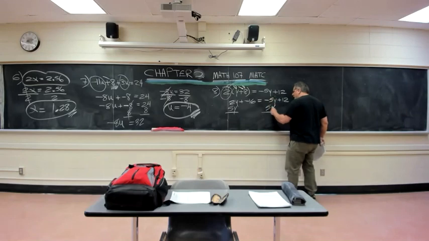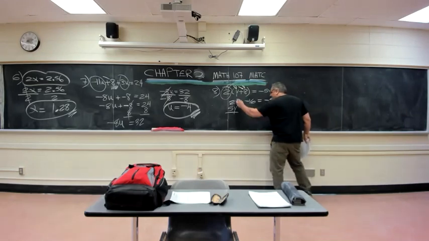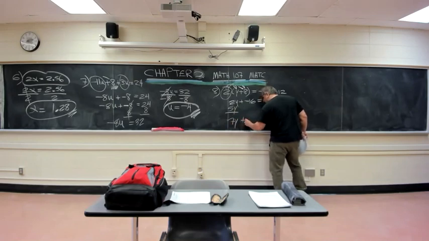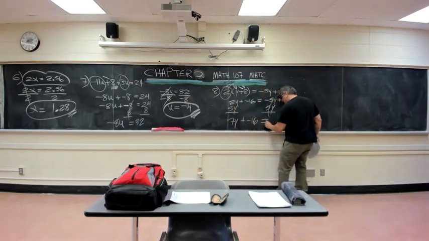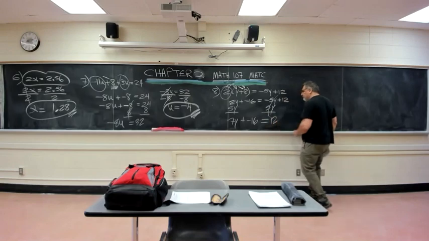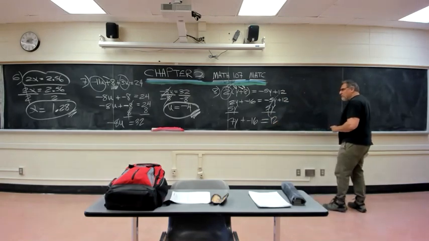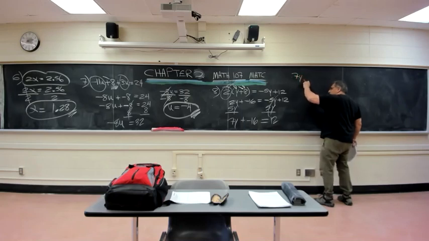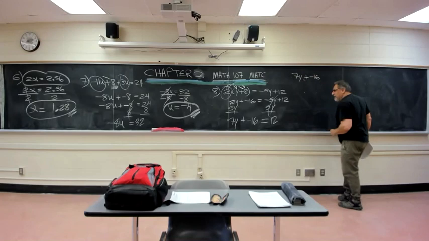Negative 5y and positive 5y is nothing. This and this is, well, 2 bananas and 5 bananas is 7 bananas, not 7 bananas squared. 2 apples and 5 apples is 7 apples. And this is 12. What we have here is 7y plus negative 16.